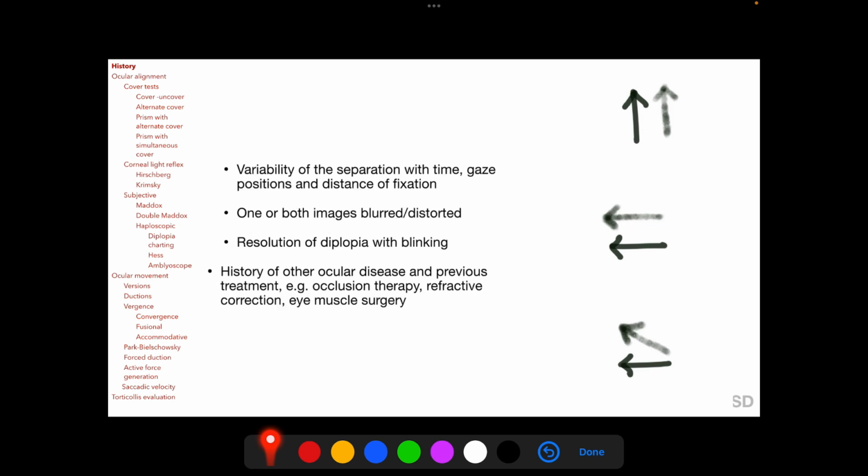We should also inquire about the variability of the separation with time, gaze positions, and distance of fixation, and whether one or both the images are blurred or distorted, and whether the diplopia disappears with blinking. We also inquire about previous ocular diseases and treatments such as occlusion therapy, refractive correction, and eye muscle surgeries.